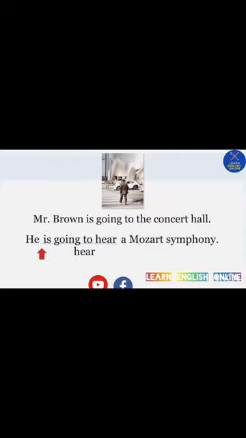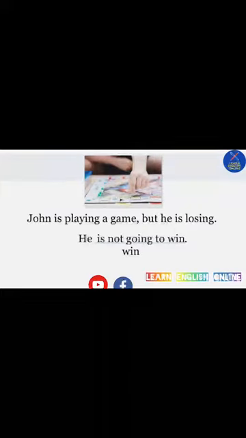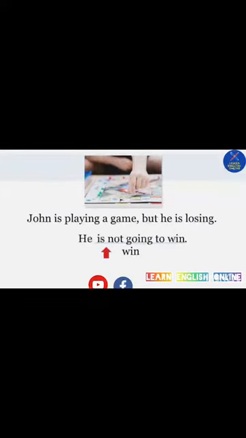Okay, how about this here? You know you can make a contraction with he and is. What goes there? He's going to hear a Mozart symphony. John is playing a game, but he is losing. Okay, what goes in the blank? It has to be negative because he's losing and the verb is win. He is not going to win. Okay, now can you make a contraction here? Is and not? He isn't going to win.